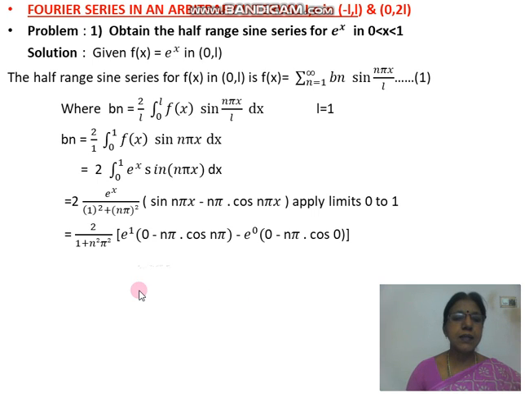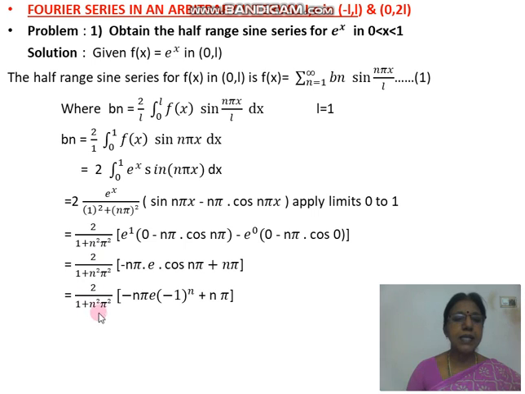The next term is: that implies 2 by 1 plus n square pi square, e power 1 into minus n pi into cos n pi. This is the first term. E power 0 means 1, minus 1 into minus n pi. Cos 0 is 1, so minus n pi into minus 1, which is plus n pi. Now that is equal to 2 by the same value 1 plus n square pi square, minus n pi e, and in place of cos n pi you put minus 1 whole power n, plus n pi.